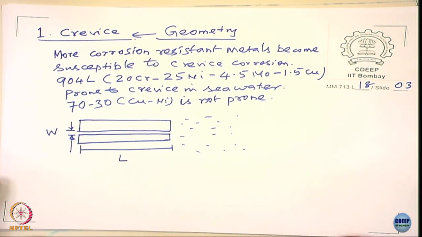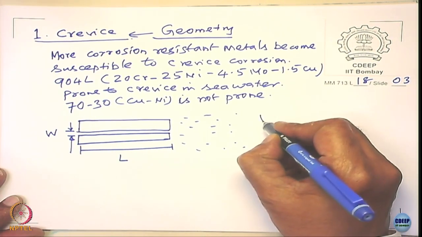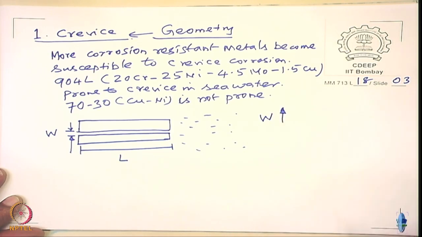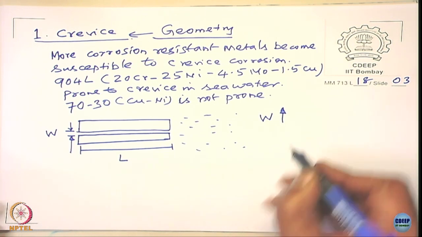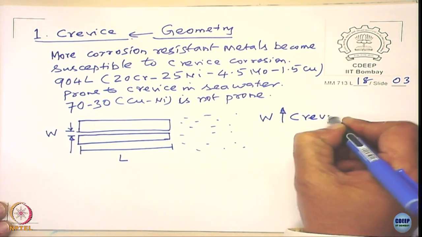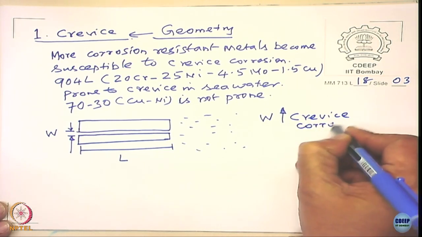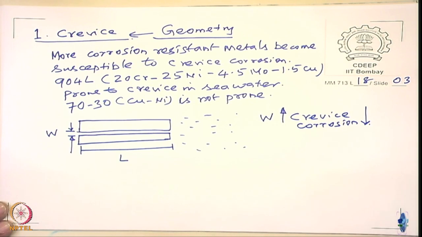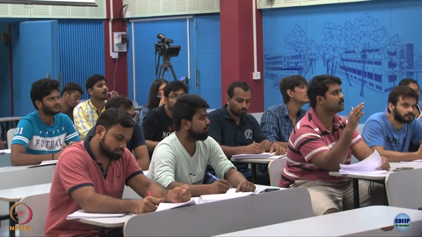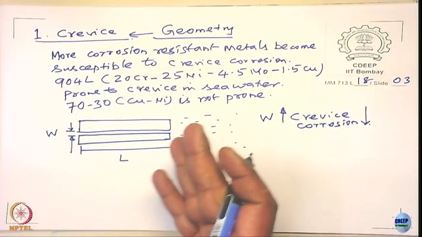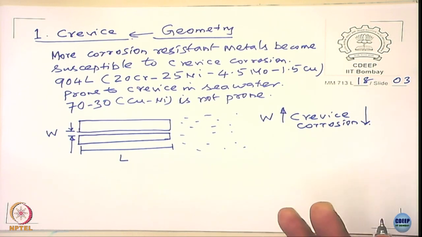Let us take the width W. If the width is increasing, what will happen to crevice corrosion? It will decrease. So, it increases the crevice corrosion. Why does it happen? The stagnation is reduced. In other words, there can be more convection, so because of that, the oxygen concentration within the crevice would increase if the width of the crevice is increasing. This is an irony of that.